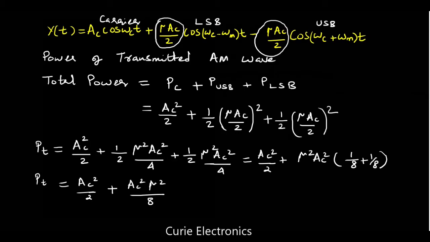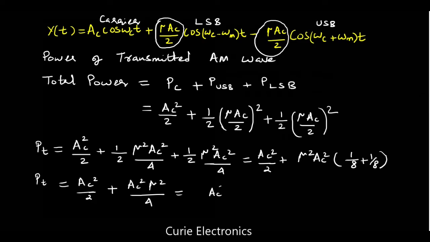Right? No, not 8. 1 by 8, 1 by 8 equal to 4. That is 4. Okay, so it is the sum of two side bands. Now again we can simplify. How do you simplify? AC square upon 2 we can take it out.